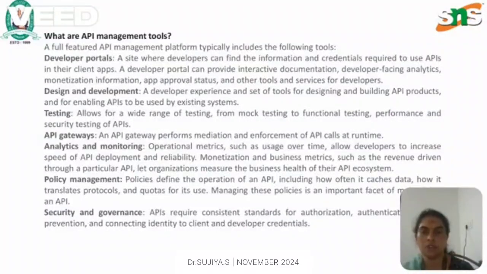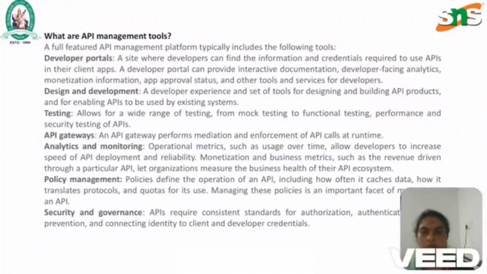And what is an API management tool? A full-featured API management platform typically includes the following tools. One is the developer portal, next is design and development, next is testing, next is the API gateway, next is analytics and monitoring, next is policy management, and next is security and governance. The developer portal is a site where developers can find the information and credentials required to use an API in their client app. The developer portal can provide interactive documentation, developer-facing analytics, monetization information, app approval status, and other tools and services for developers.